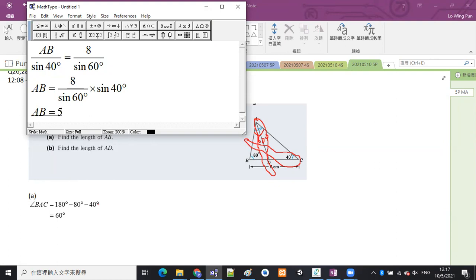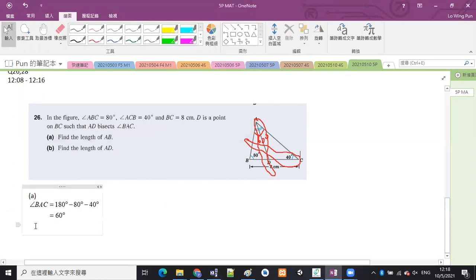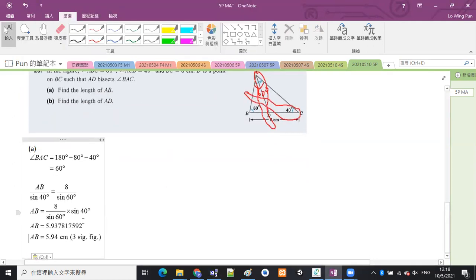It should be 5.937817592. Because this is not the last part, I'm going to save this answer to memory A. But this is the answer for part A, so we need to correct to 3 SF. It should be 5.94, and write down the unit cm. Okay, so this is part A. Can you get this?